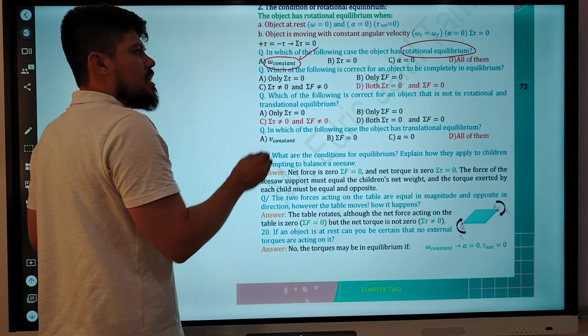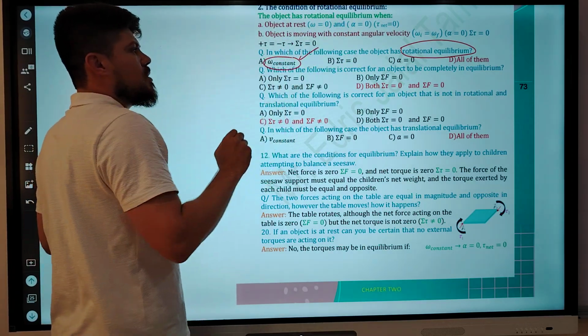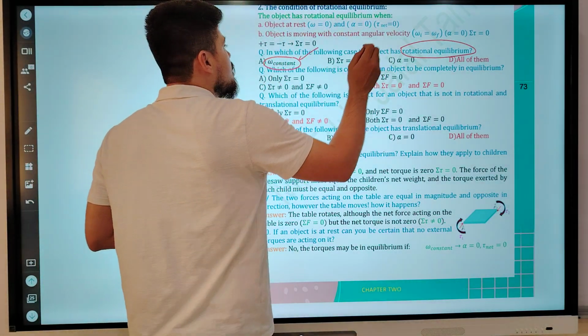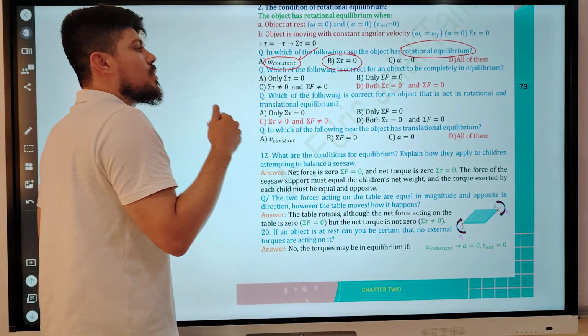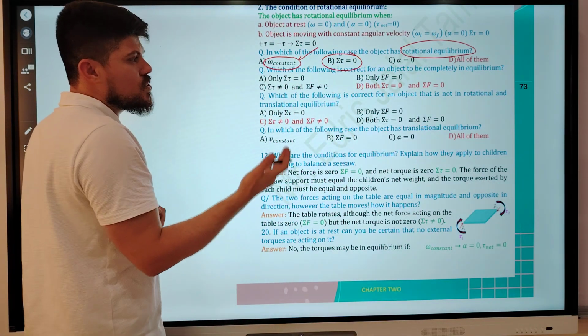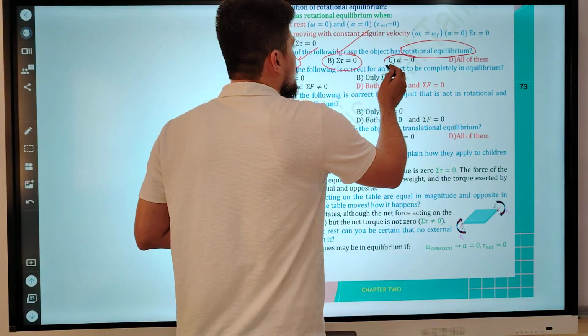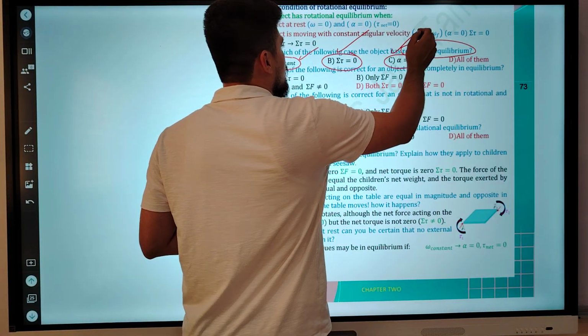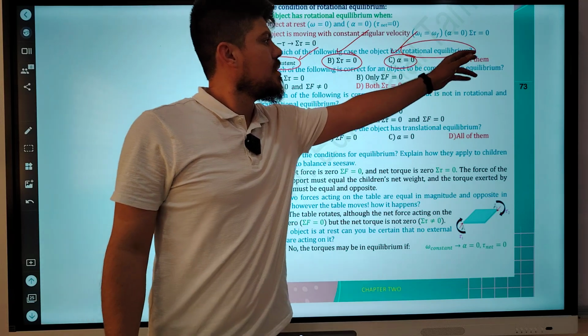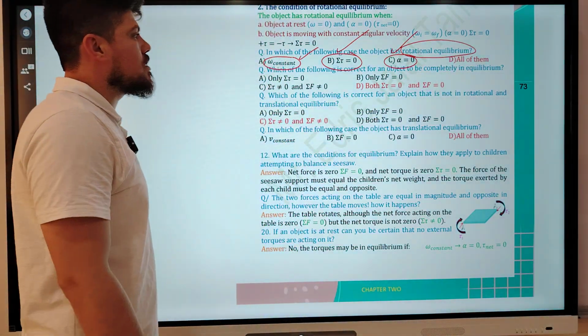Yes, of course. If omega is constant, the object has rotational equilibrium. In rotational equilibrium, is the net torque acting on the object also equal to 0? Yes, this is right. Is angular acceleration equal to 0? Yes, of course. So D, all of them are true. All answers are true.